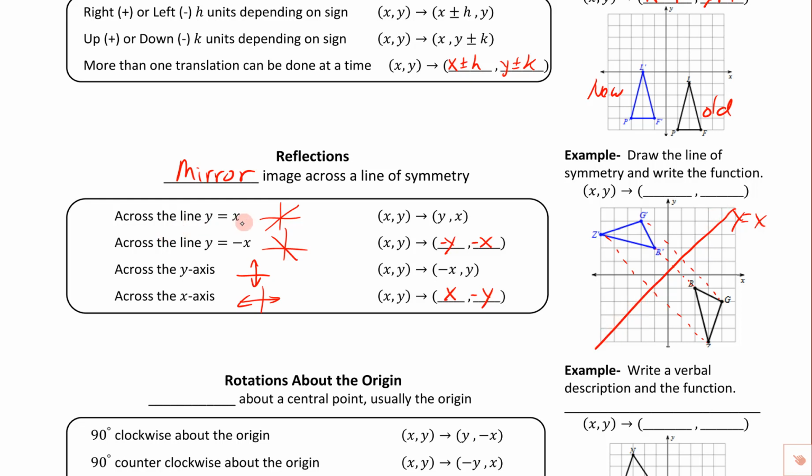And a reflection across the line y equals x, all we do is we switch the x and y. So this is going to be y here, and this is going to be x there. That would take care of that reflection.